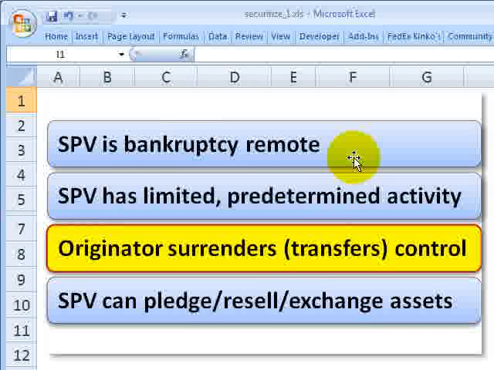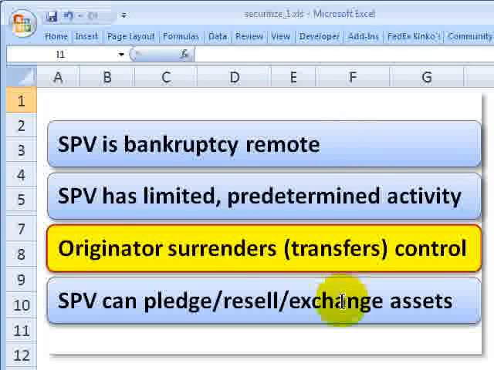Why does the originator want to meet these criteria? Primarily because of so-called derecognition. If the originator meets these criteria and effects a true sale, then the originator does not need to consolidate the credit-sensitive assets on its balance sheet.